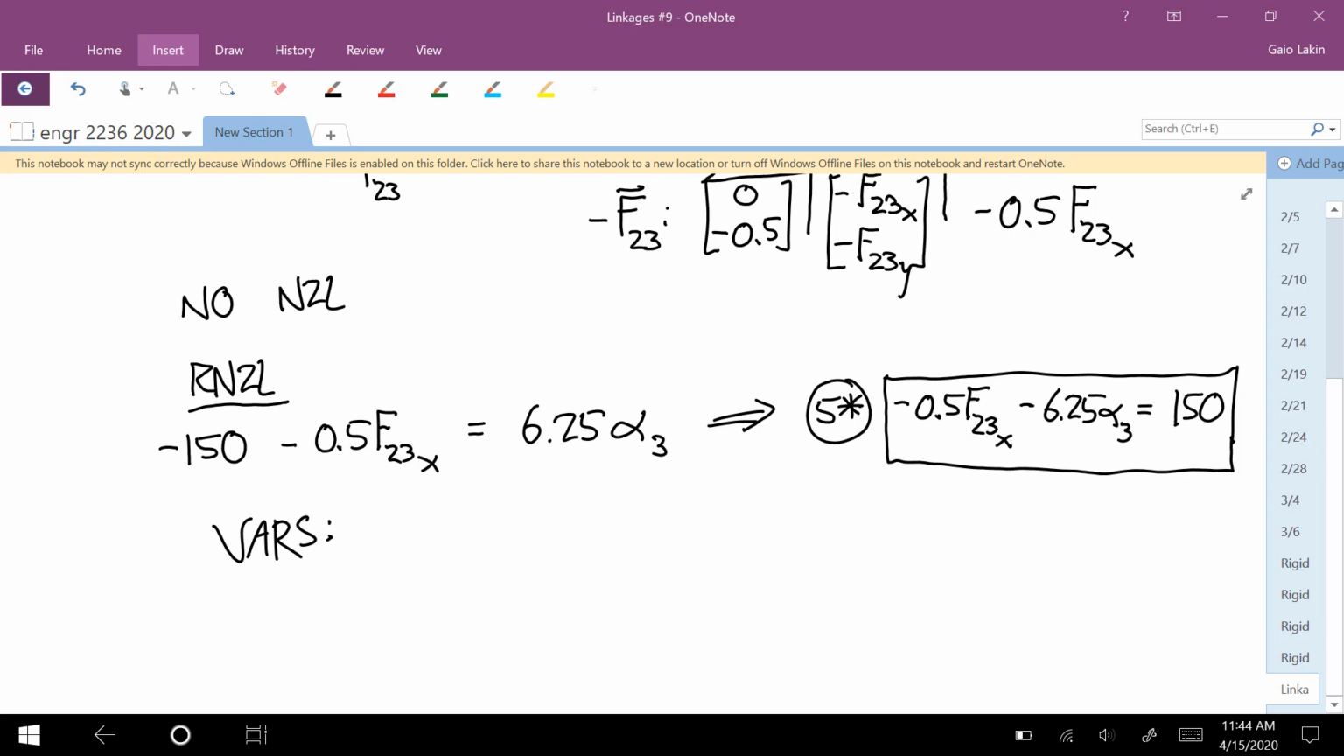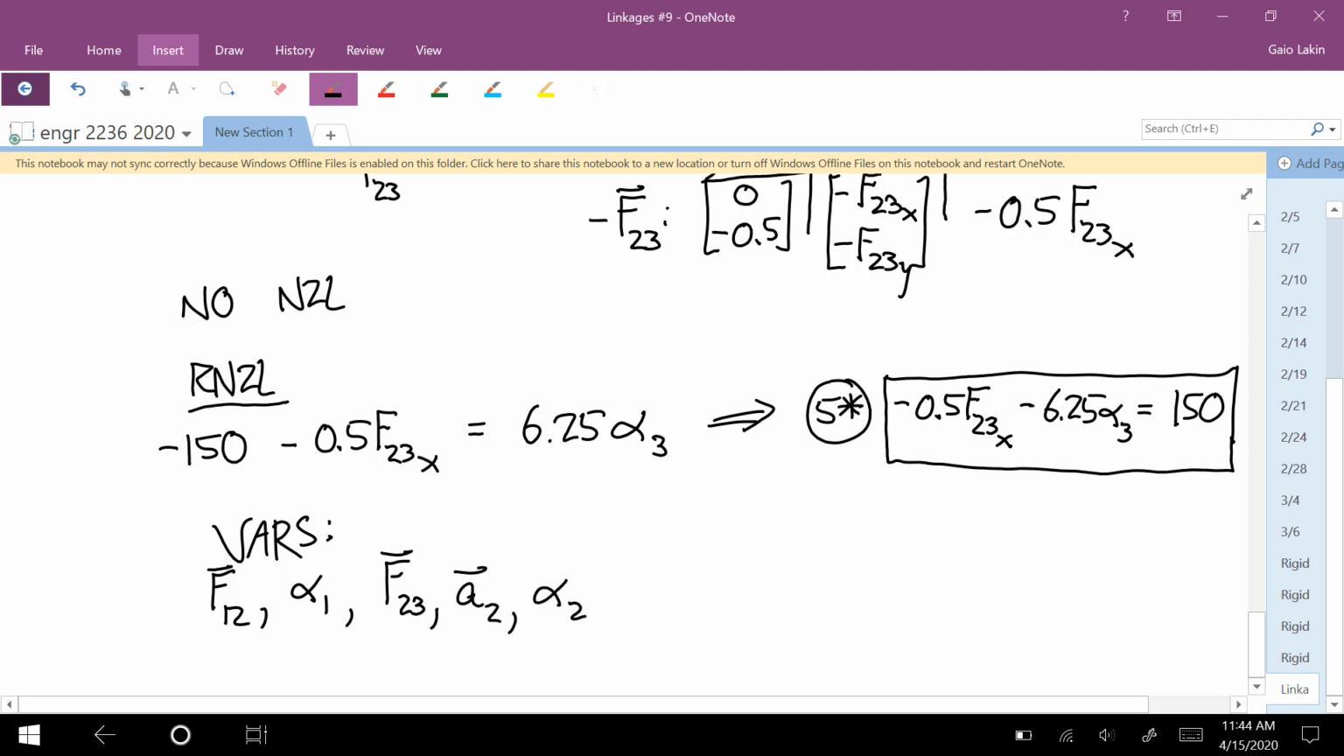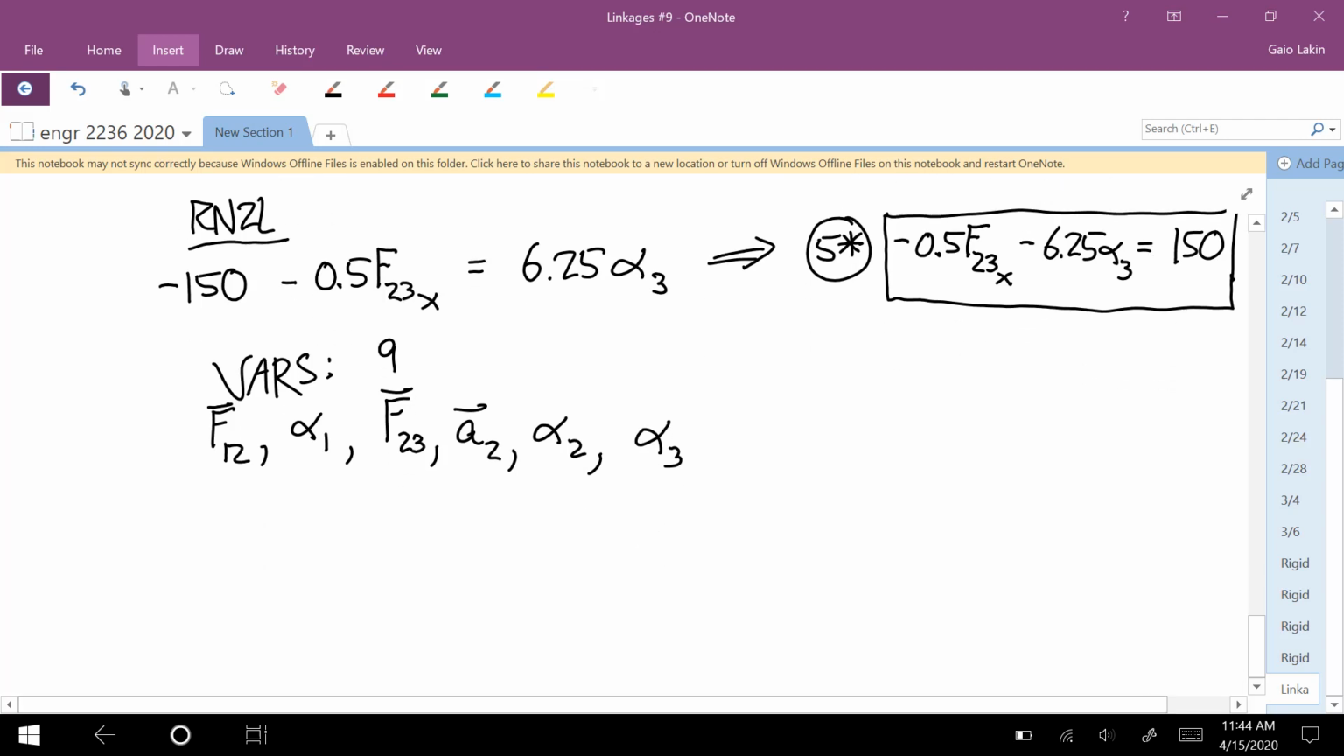So we have F12, alpha 1, F23, A2, alpha 2, and that's our first 8, and then we also have alpha 3. So we have 9 variables for our 5 equations. And that means that we're going to need 4 constraint equations.